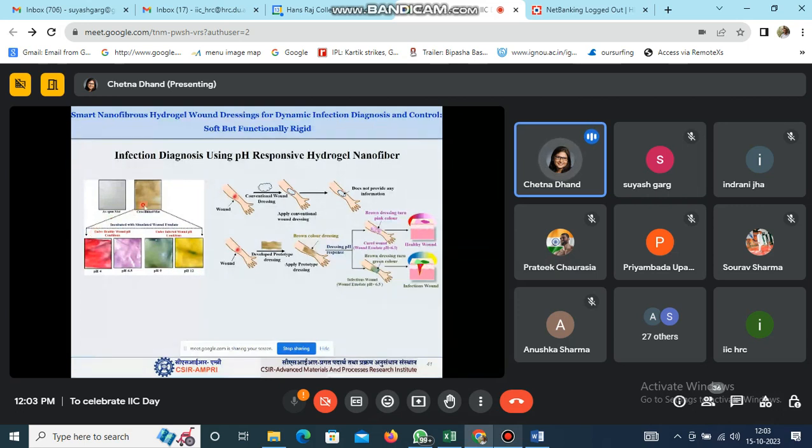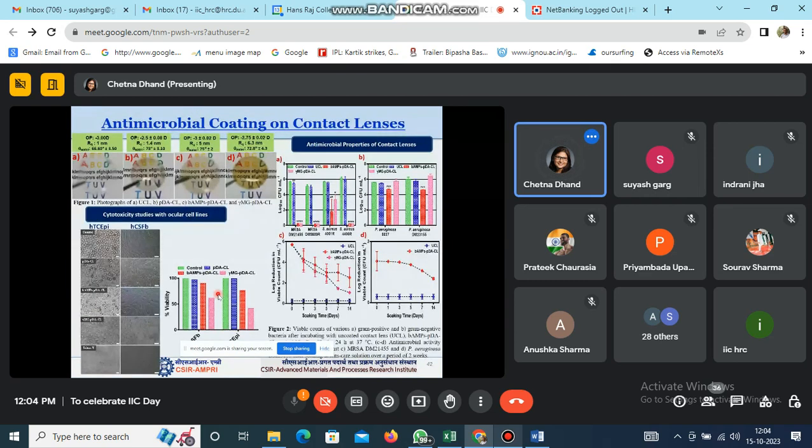And see, this is the wound dressing after dipping in the wound exudate at different pH values. You see that the dressings have red or violet color at low pH, and at high pH they have green or yellow color. So that is why we are proposing that this kind of strategy can be used to design the dressing with the dual role. This is the recent work we have started in our lab. Okay, so this is just a glimpse.